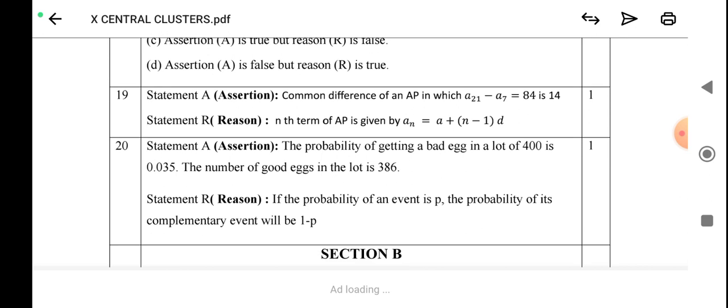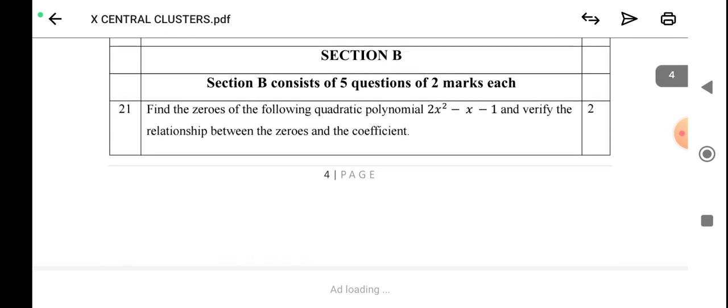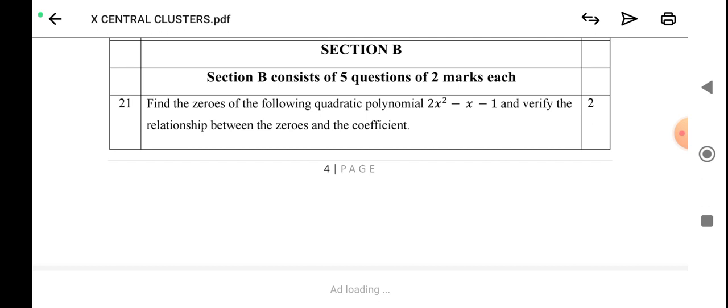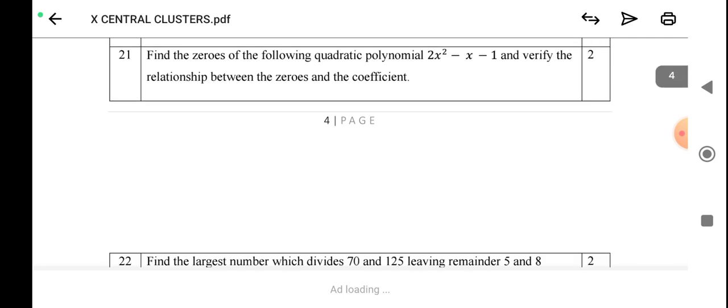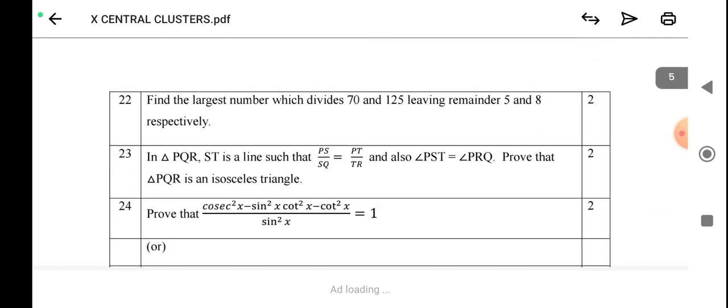Question number 19, assertion reasoning from AP. Question number 20 from probability. Question number 21, children. Nice question, it is definitely in the portion. The zeros of the quadratic polynomial and verify the relationship between zeros and coefficients. And 22nd question, again it is also in the portion: largest number which divides and leaves remainder 5 and 8. So 70 you should subtract with 5, 125 you should subtract with 8.